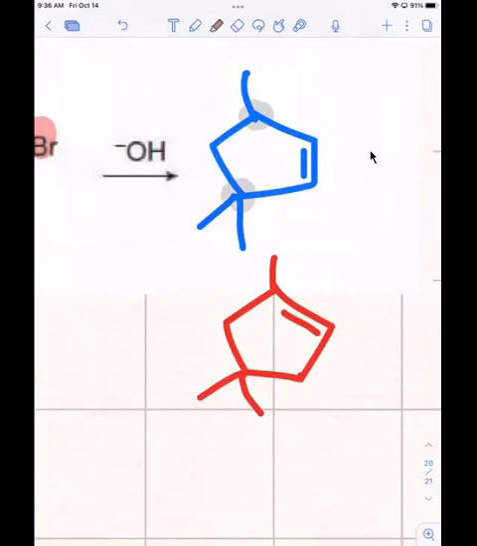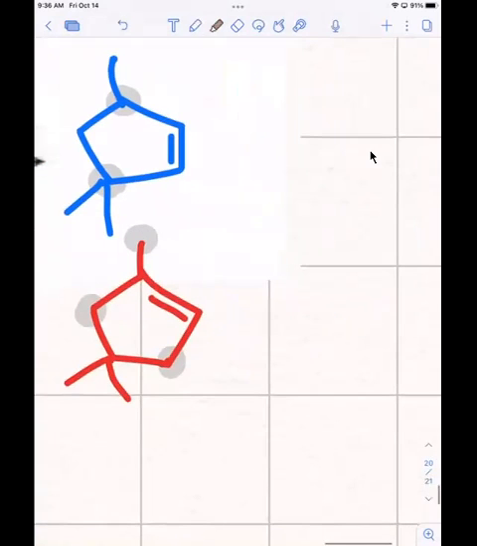You got the red one. Two carbons there, and then you have three carbons attached to that double bond. So this is major.